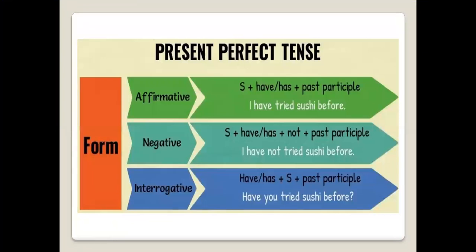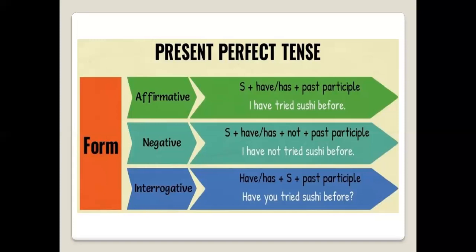Now, first of all, I will discuss the form of present perfect. The form in the affirmative case: we will start with subject plus the verb to have, has or have. Have if the subject is I, we, they, you, and has if the subject is he, she, it. Plus past participle or verb 3. For example, I have tried sushi before.